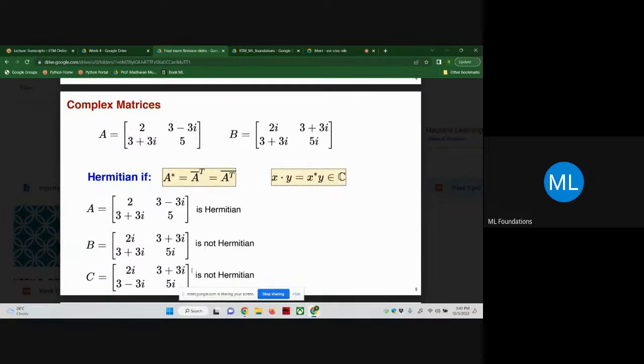Now we'll be looking at the matrices. It is just like a normal matrix, but in a complex matrix we will have complex numbers as its elements. A matrix is said to be a Hermitian matrix if A star is equal to A.